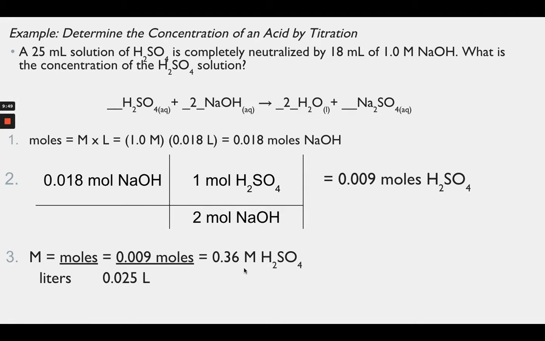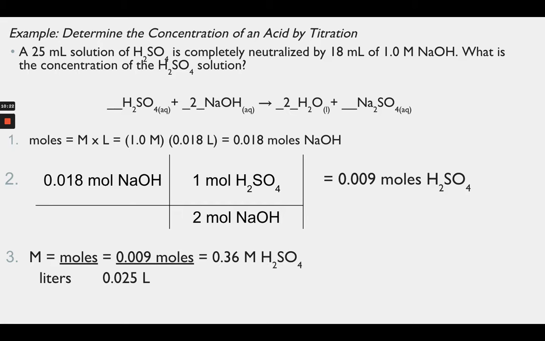That means the molarity of this unknown solution, we can now label it, is 0.36 molar H2SO4. So again, step 1, figure out the moles of the known. Step 2, via the stoichiometry, figure out the moles of the unknown. And then using the molarity equation of moles per liter, figure out the molarity of the unknown. And that titration has allowed you to figure out the concentration.